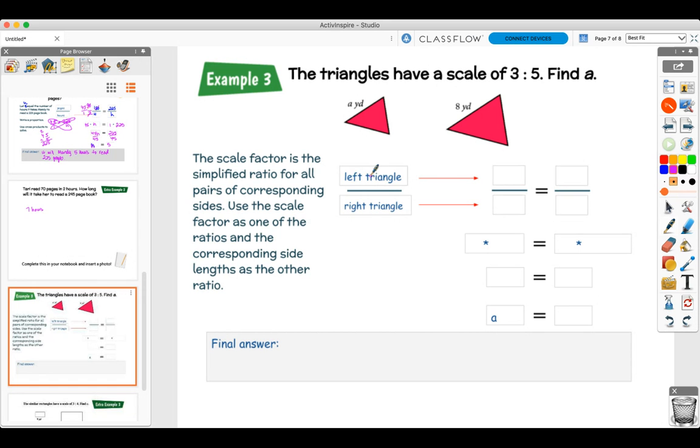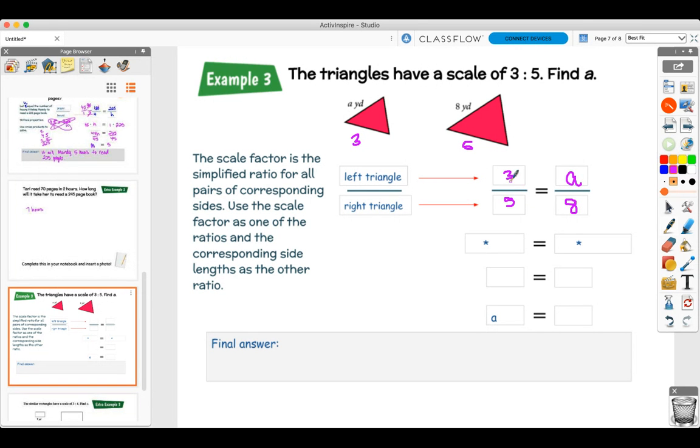If you notice how I do this, I did the left triangle on top and the right triangle on the bottom. I think it's easier to designate in geometry if you do it like that, because there's no other way to designate it. So the scale is 3 to 5, so it's going to be 3 over 5. Left triangle, right triangle. So now you're filling in the other one. The left triangle goes on top, which is your A, and the right triangle goes on the bottom, which is your 8.